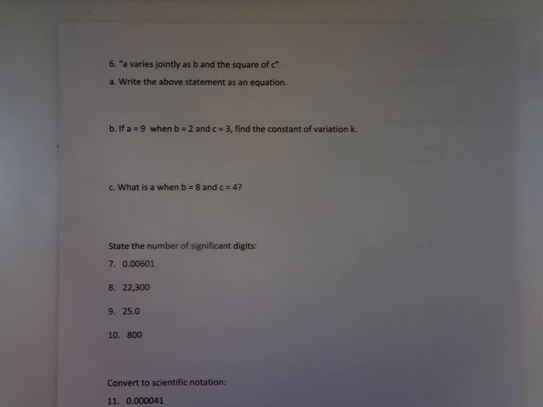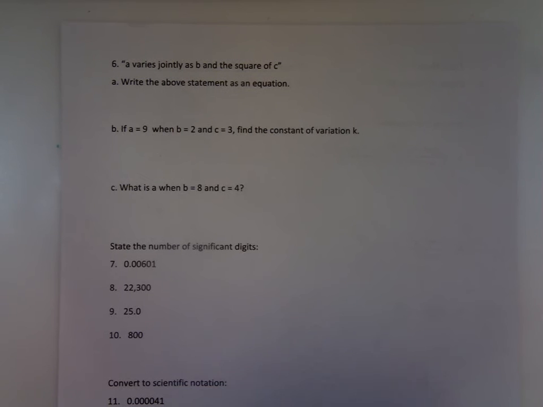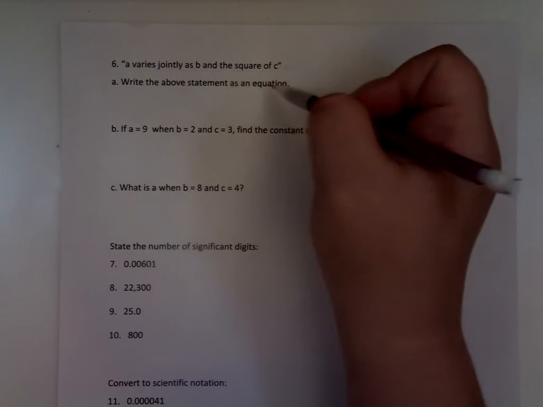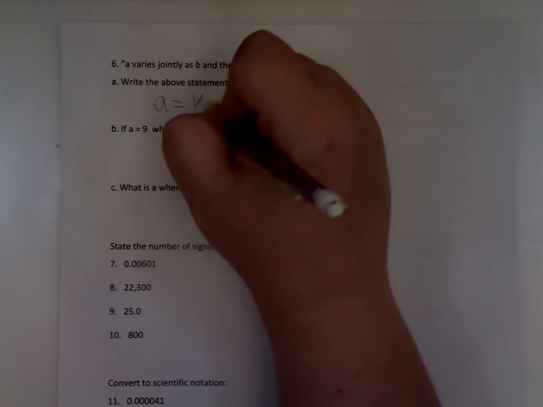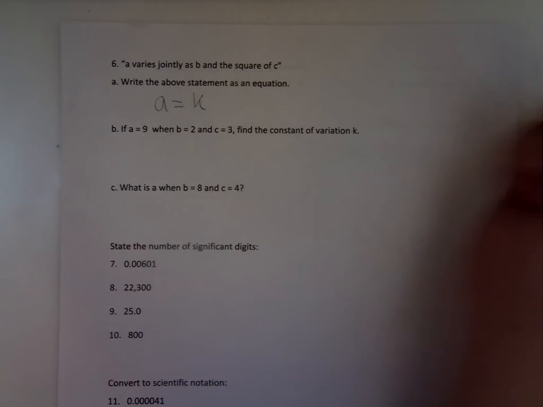Okay. Number 6. A varies jointly as B and the square of C. So first thing, write the above statement as an equation. So A is some proportionality constant because it varies.